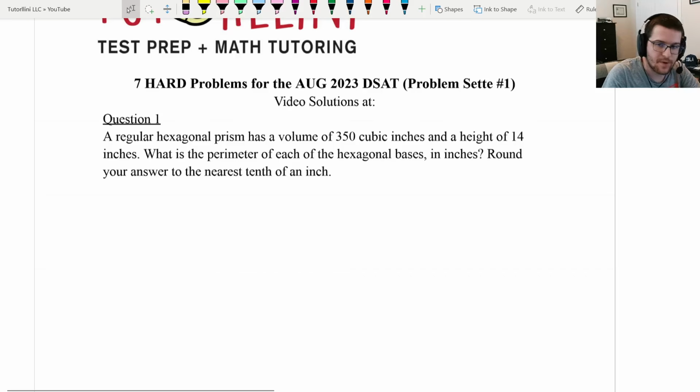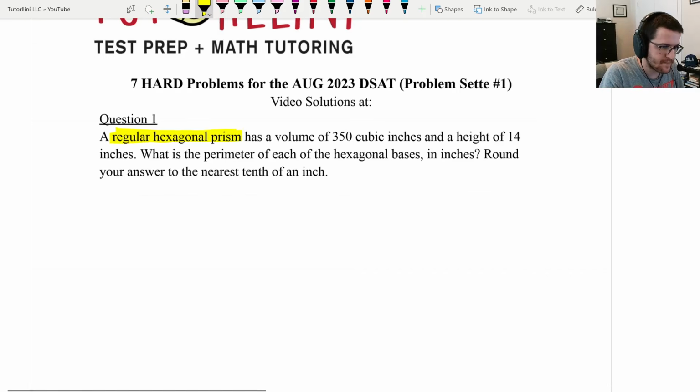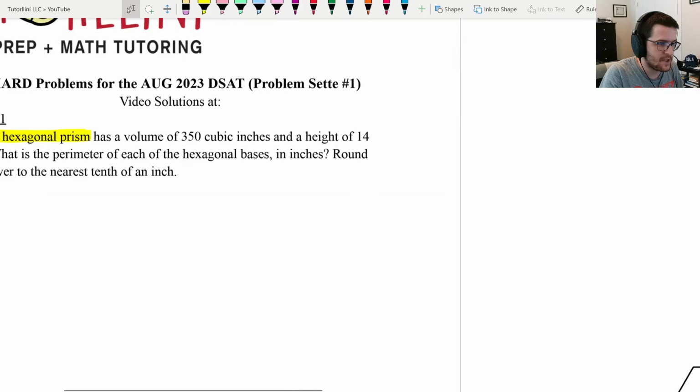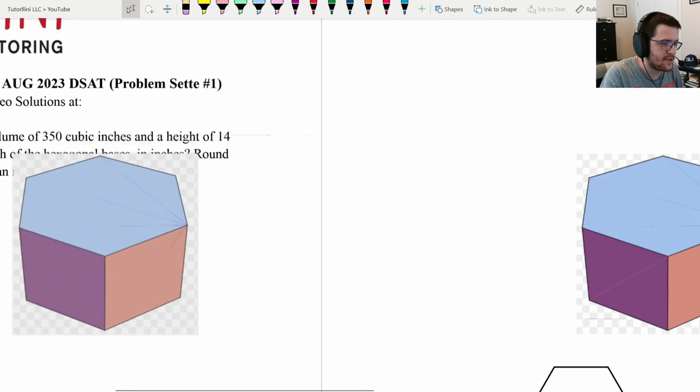Okay, so the first question is asking us about a regular hexagonal prism. It's exactly what it sounds like. It's a prism with a hexagon at either side serving as your two bases. To save myself some drawing, I'm going to use the magic of television to show you what this looks like.